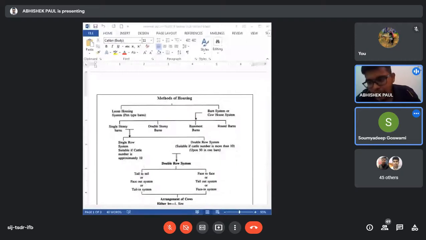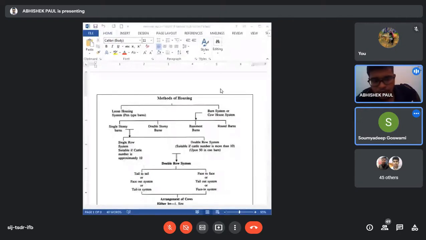Now today we will calculate the space requirement: how to calculate the space requirement and how to construct the building. After purchasing the cow, you need to keep them inside the house. So this is the method of housing, just to refresh your mind.